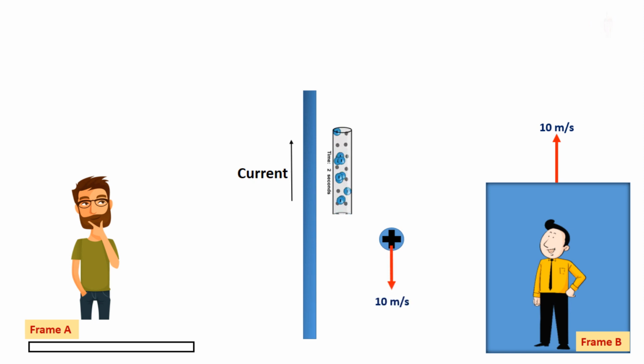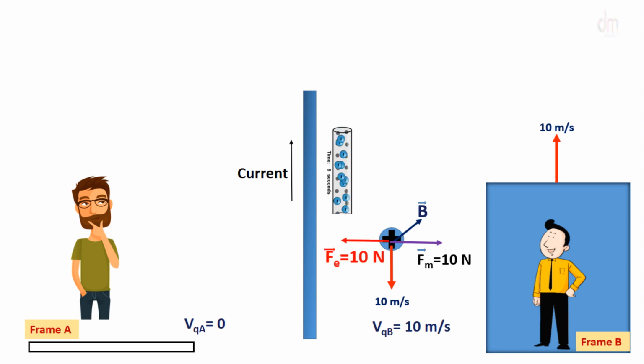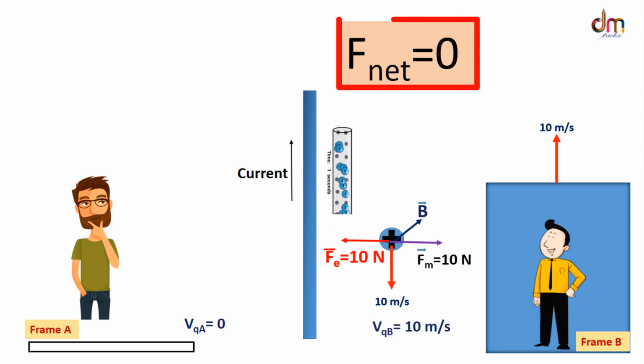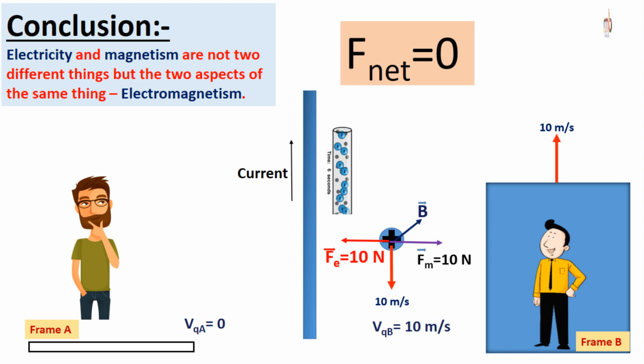So with respect to frame B, a repulsive magnetic force would act on charge Q. Let us say 10 Newton of repulsive force acts on charge Q. But due to the relativistic effect of the length contraction, 10 Newton of attractive electrical force would also be acting on the charge Q with respect to frame B, so that the net electromagnetic force acting on the charge Q is still zero. So clearly, electricity and magnetism are not two different things, but two aspects of the same thing, electromagnetism.